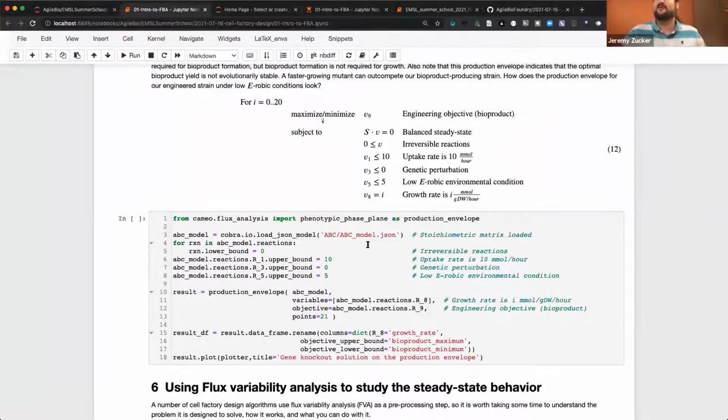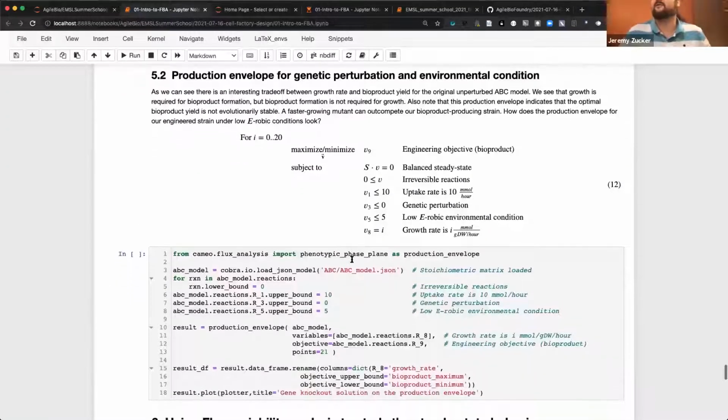So on to production envelopes for genetic perturbation and environmental conditions. As we can see, there's an interesting trade-off between growth rate and bioproduct yield for the original unperturbed ABC model. We see that growth rate is required for bioproduct formation, but bioproduct formation is not required for growth. Also note that this production envelope indicates that the optimal bioproduct yield is not evolutionarily stable. So a faster growing mutant can outcompete our bioproduct producing strain.